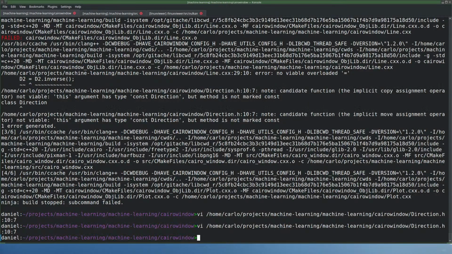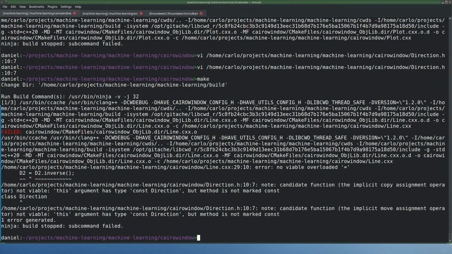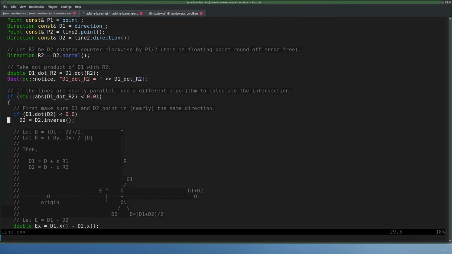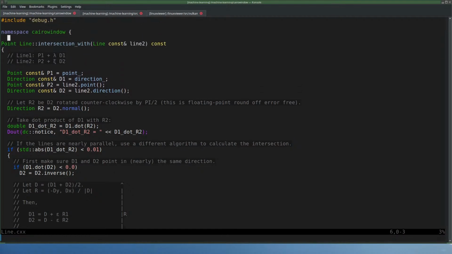I don't see the problem. This is not compiling. Oh, T2 is const. Oh, I think yes. No, it's const reference. Can't change that.